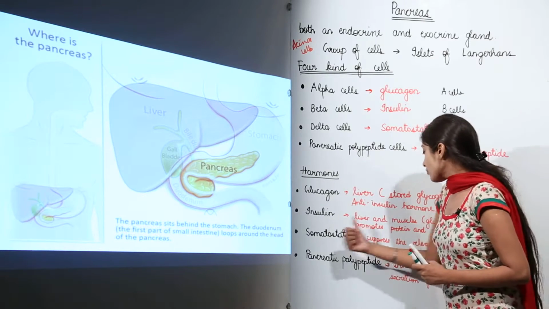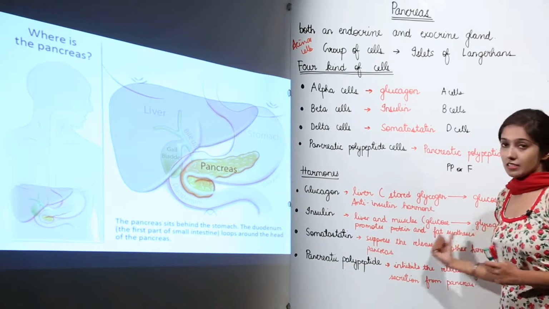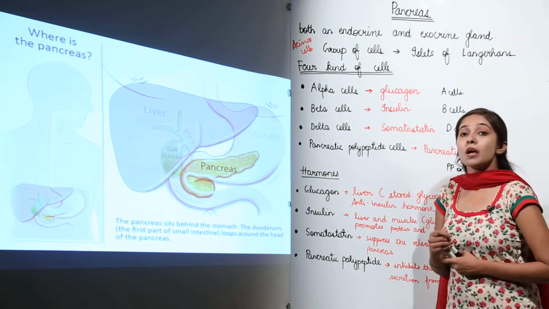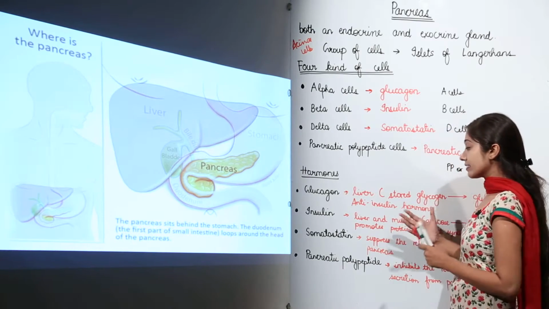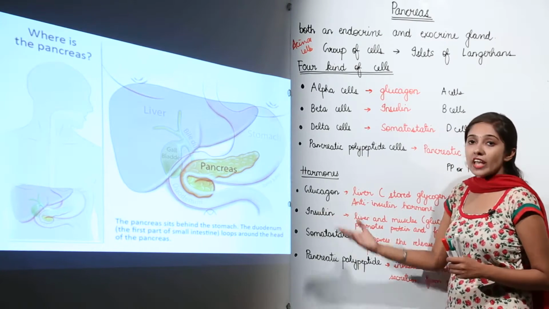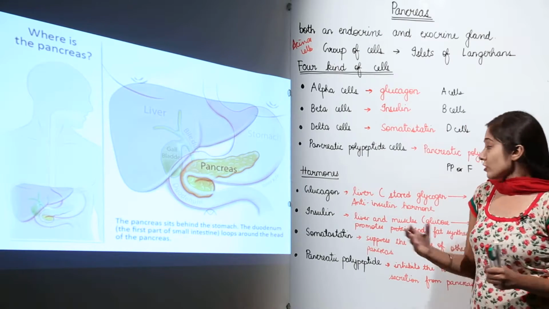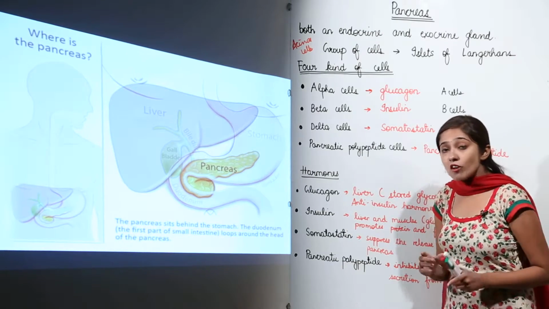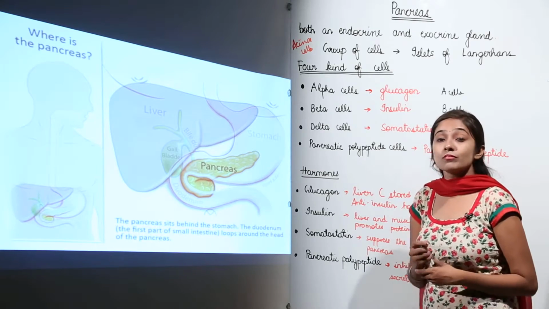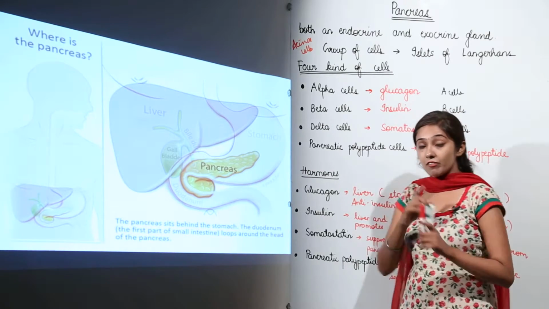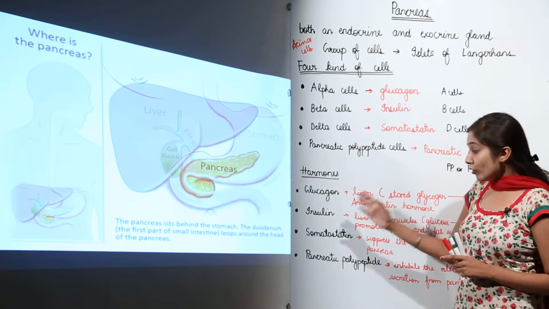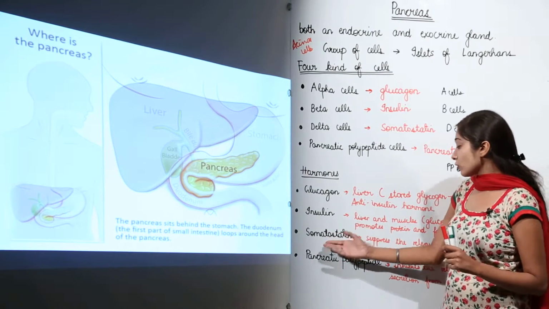Insulin also promotes protein and fat synthesis, and it also keeps a check on the blood glucose level. So if there is a deficiency of insulin, we are going to suffer from a major disease that we will discuss later. Moving on to the next hormone, somatostatin.